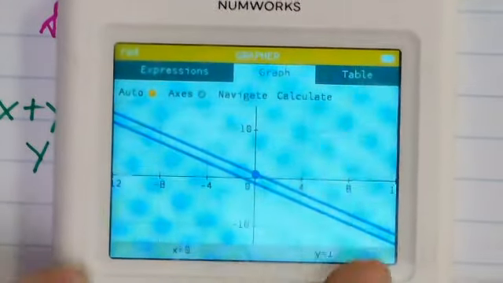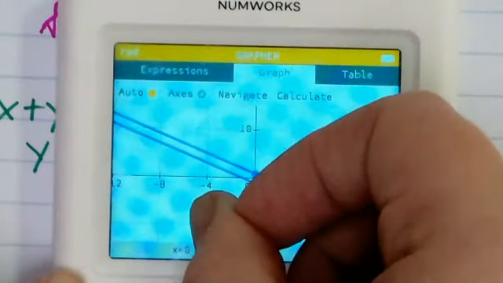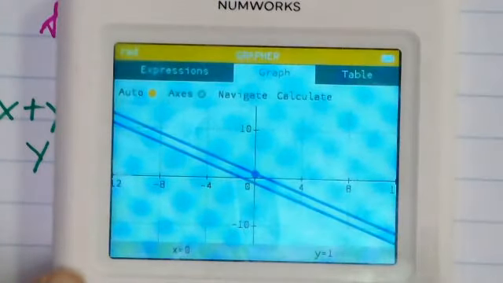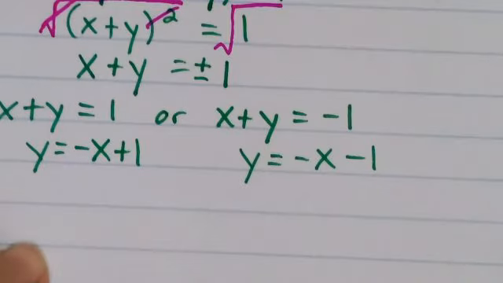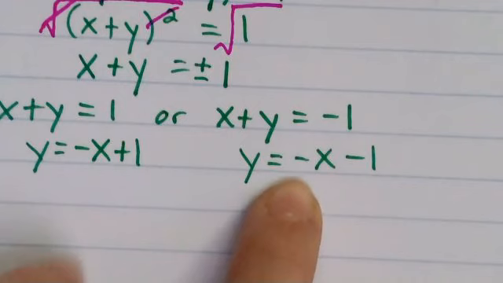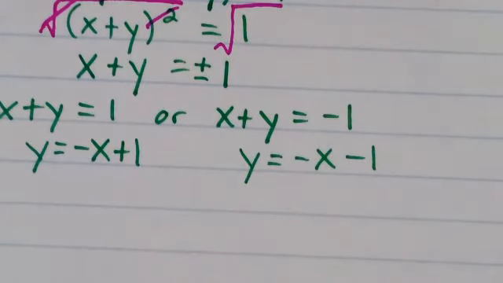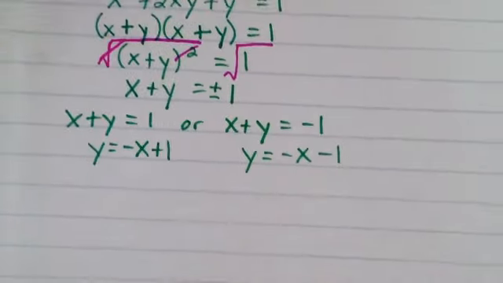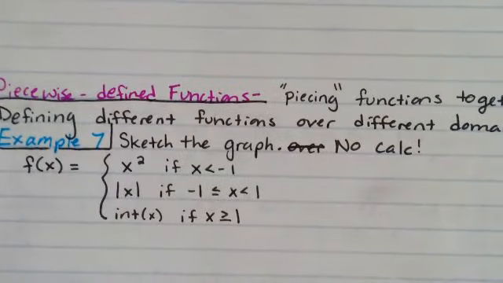That's not a function. If you drop a vertical line, it's going to hit twice no matter where you drop that line. And this is showing you how you're able to actually get the equations for those lines using algebra. Okay? All right, moving on. We got one more scenario.